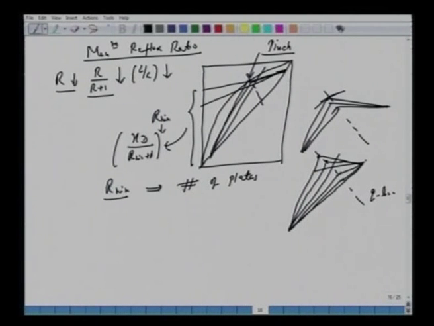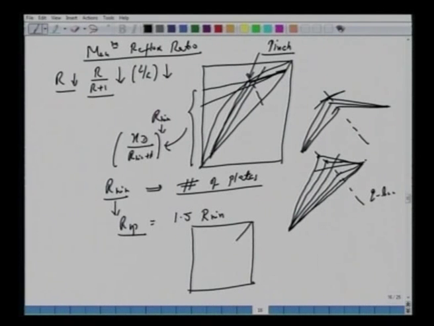From this R min, generally one gets an infinite number of plates, but the operating reflux ratio is typically 1.5 times R minimum. That means again you choose the ratio R over D equal to 1.5 times R min, and one can reconstruct the operating line. So now we have this intercept as R plus 1, where this R is 1.5 times the R minimum corresponding to this pinch here.